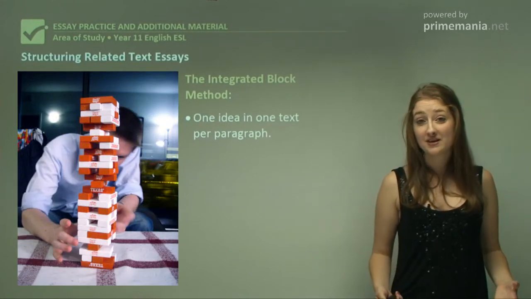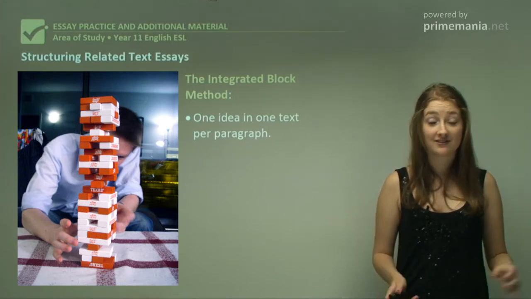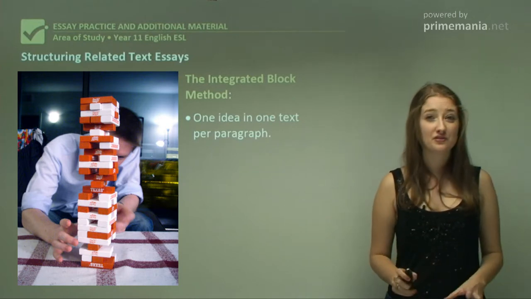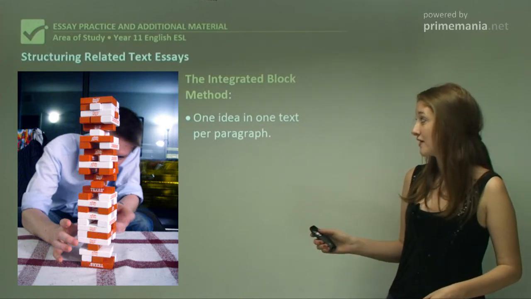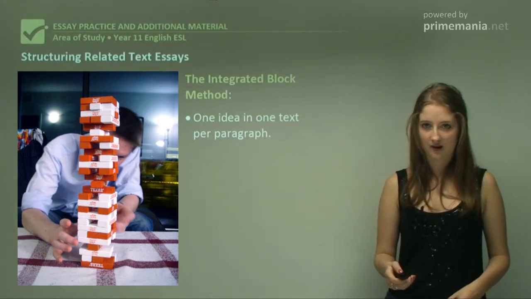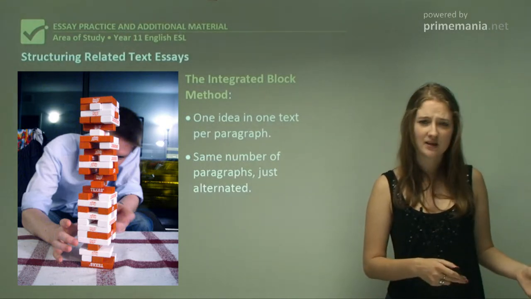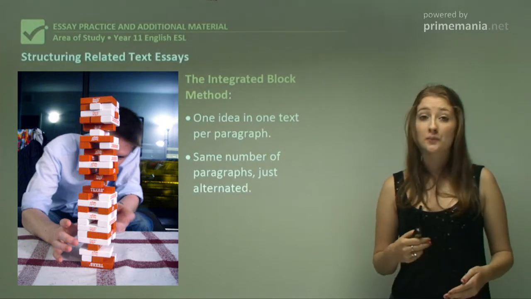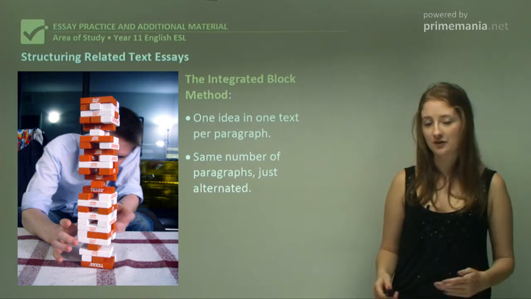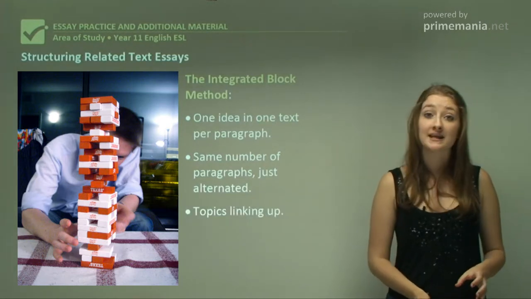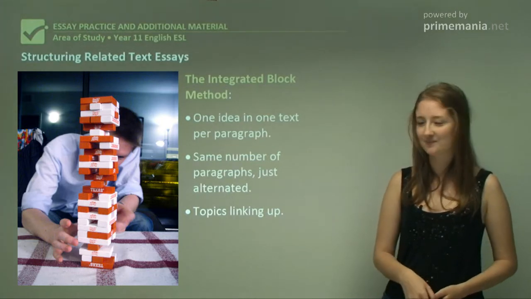The integrated block method is a second method which you can use, and it's one which is really good because it combines the easiness of the block method with the sophistication of the integrated method, which we'll look at in a second. So basically what this means is you're providing one idea in one text per paragraph. You're providing the same number of paragraphs as in the block essay, except you're alternating them a little bit. So you're putting them almost as different alternating coloured layers rather than just having them in big chunks in your essay. And then you're providing links between your paragraphs through your topic sentences. So this is something you can practice and work on.